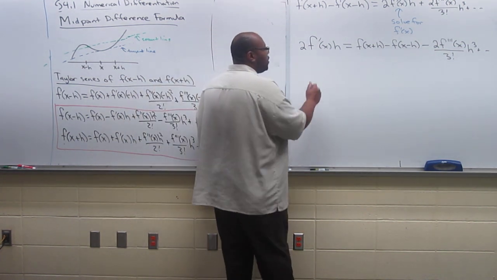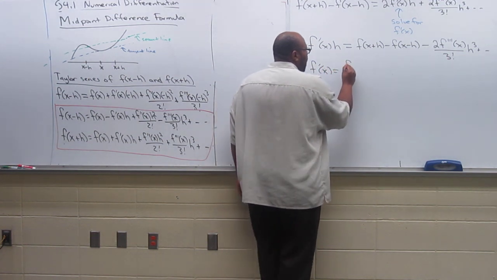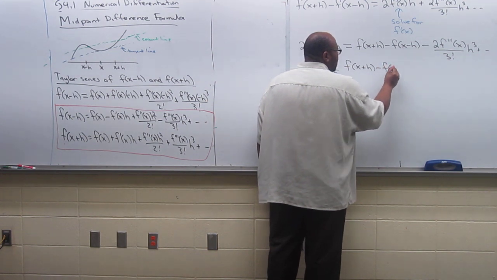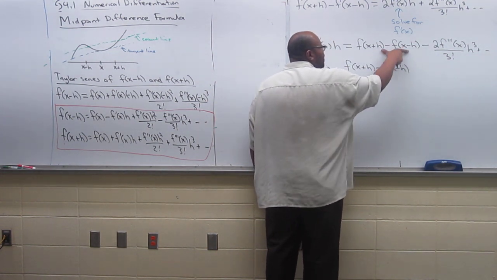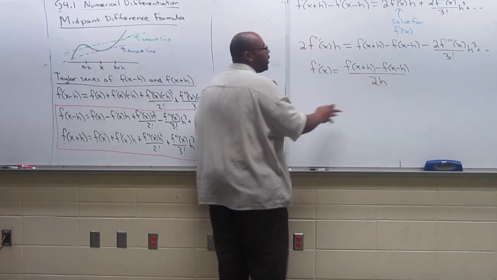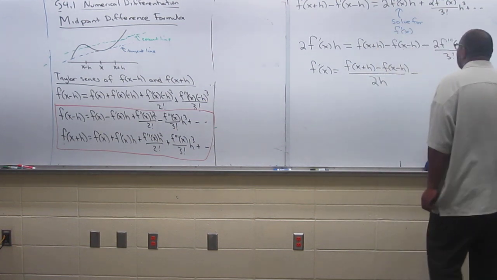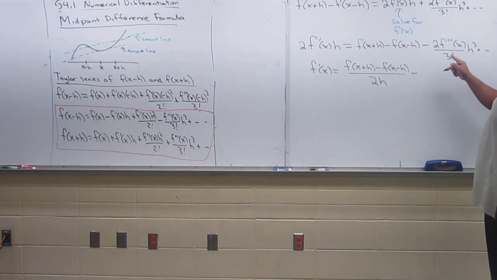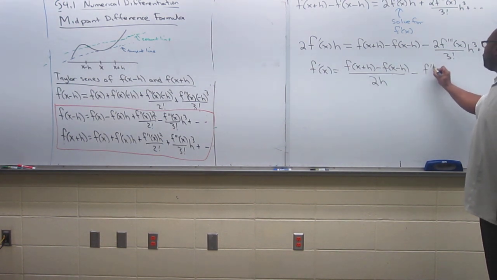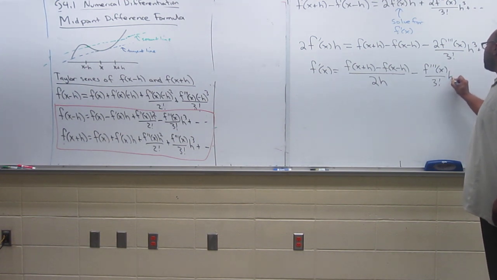And now I want to get f prime of x by itself on one side, so I divide by 2h. So I get f prime of x is equal to f of x plus h minus f of x minus h. Notice that there's no h's being multiplied by, so I'm going to put it all underneath, divided by 2h. So I get this. Minus, I'm going to divide by 2h here, so this 2 is going to cancel. One of these h's is going to cancel. I get f triple prime of x over 3 factorial h squared.